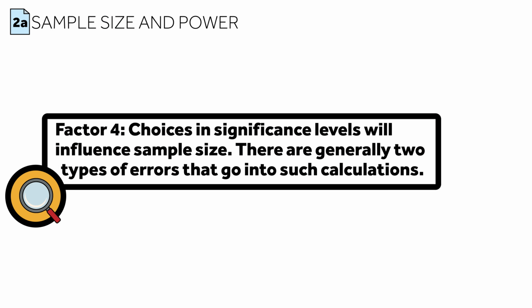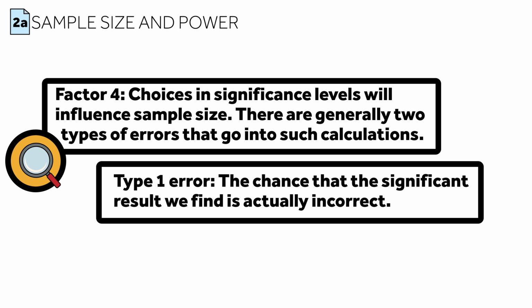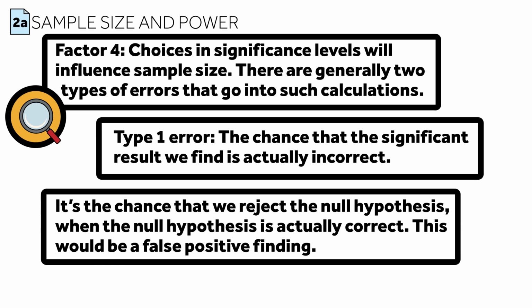Our choice in significance levels will also influence sample size. There are generally two types of errors that go into such calculations. The first is type 1 error, or the chance that the significant result we find is actually incorrect. It's the chance that we reject the null hypothesis when the null hypothesis is actually correct. That would be a false positive finding.